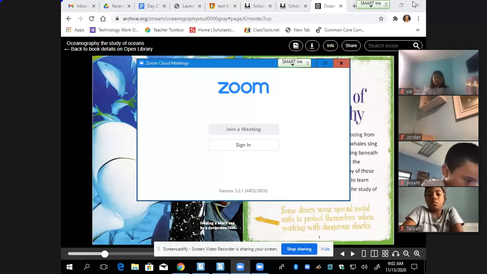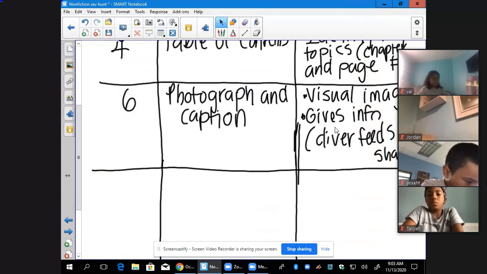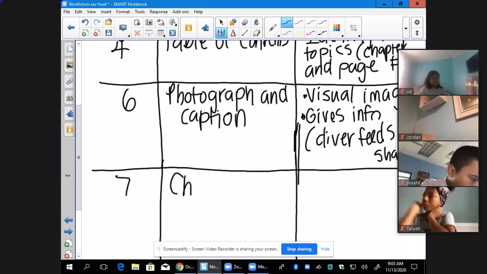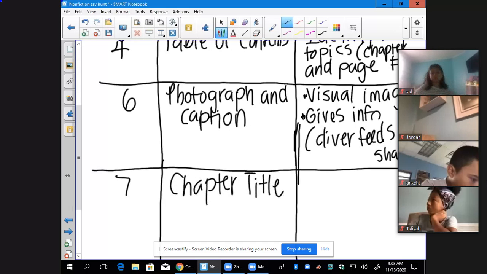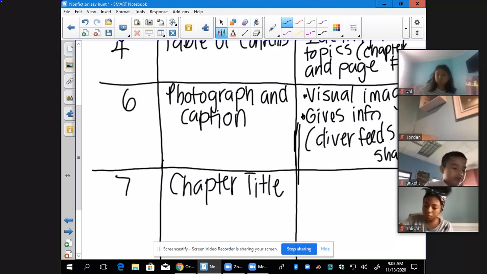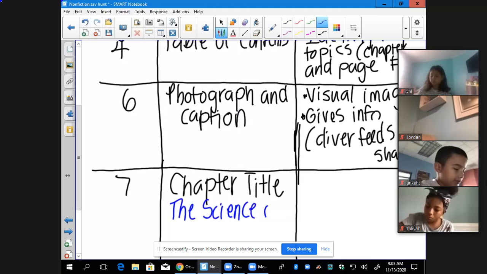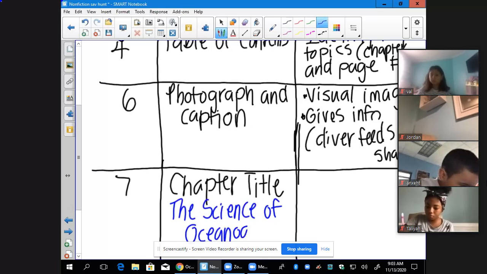Here it is. Okay. So we're going to put, this is page 7, and we're going to say chapter title. And in this case, our chapter title is The Science of Oceanography. So I'm going to put that right below. The Science of Oceanography. Do we have to write it? I would like for you to write this, yes.